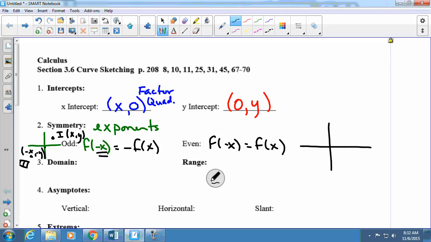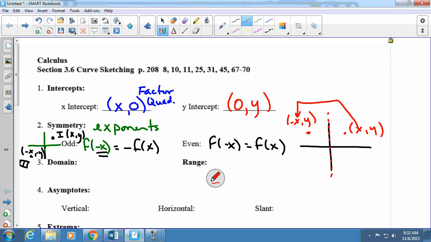Here's a picture of that. My point is right here, which is x, y. If I'm symmetric about the y-axis, I land over here, and what's its ordered pair? So it says if I change and put in a negative x, what's my output? If it is even, the y's remain the same, and you can visually see that.